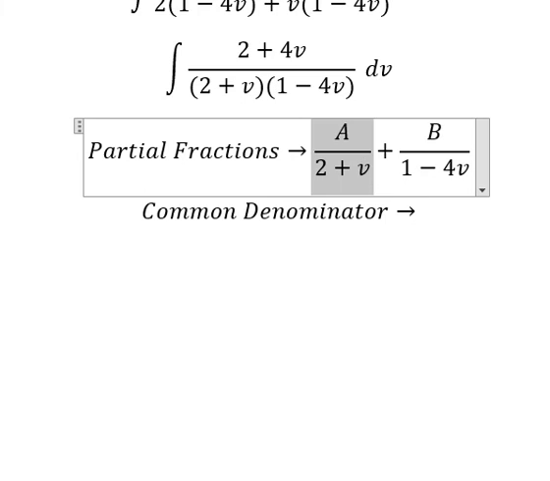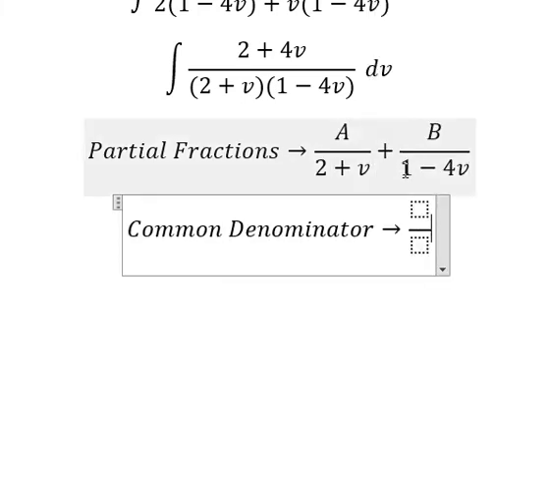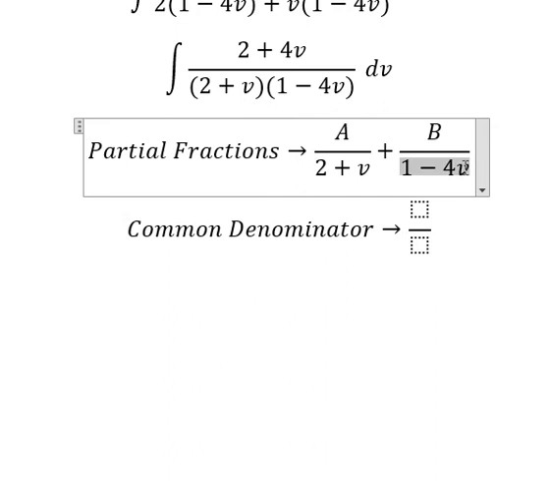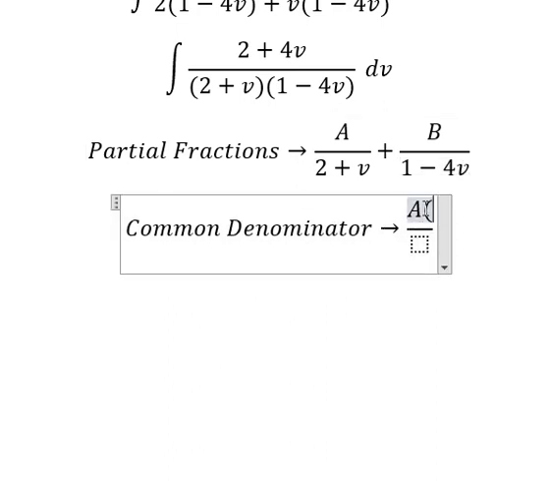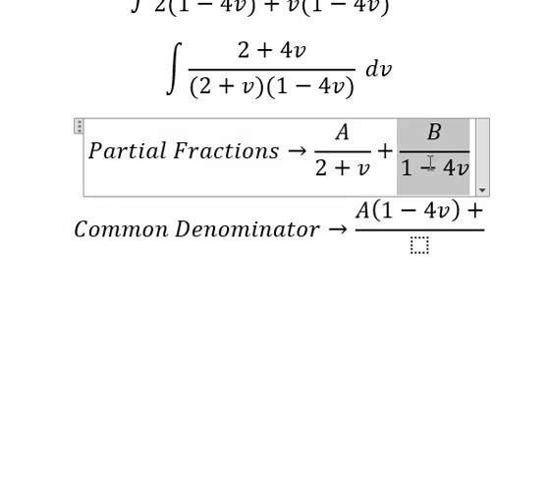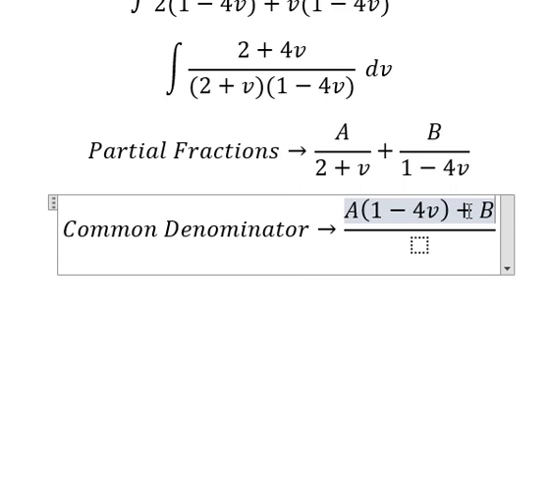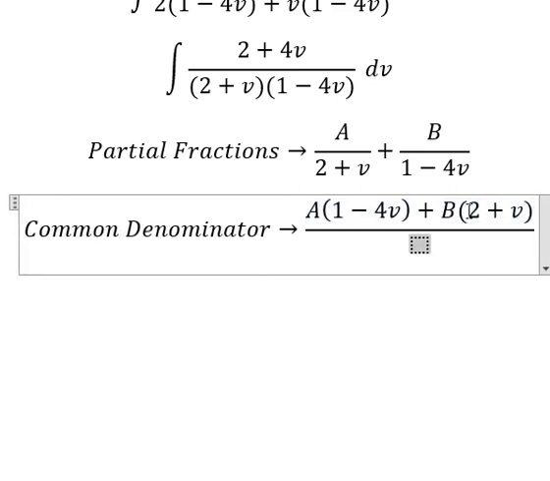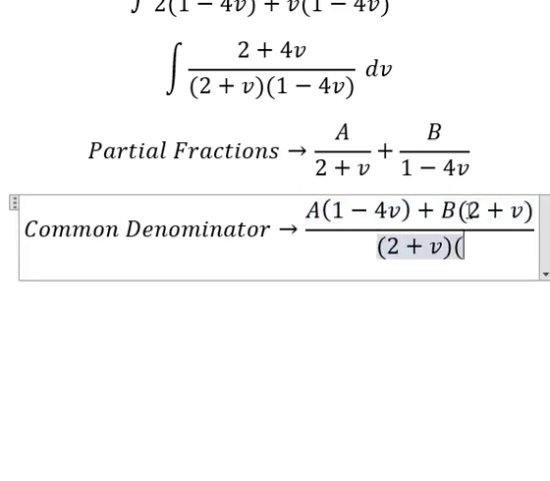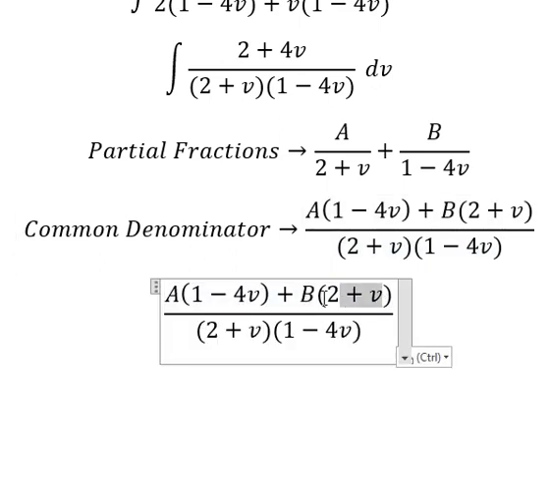So about this one, it is missing 1 minus 4v. So capital A multiplied by 1 minus 4v. About this one, it is missing 2 plus v. So capital B multiplied by 2 plus v. Now, we need to arrange based on the terms of v.